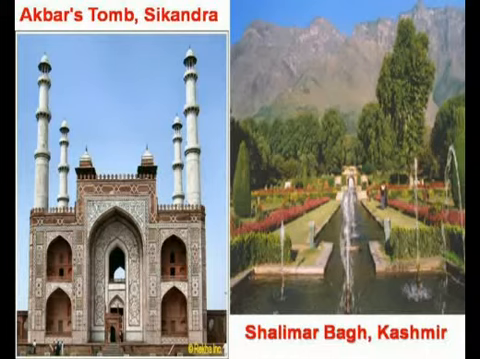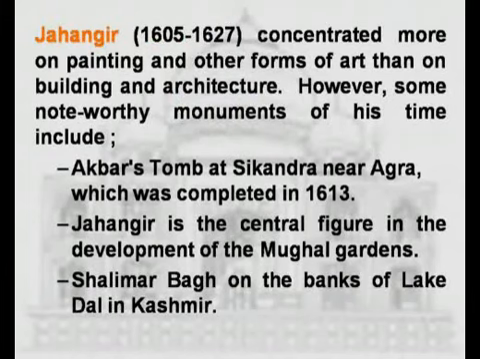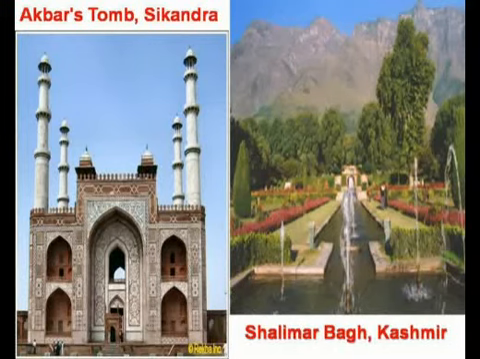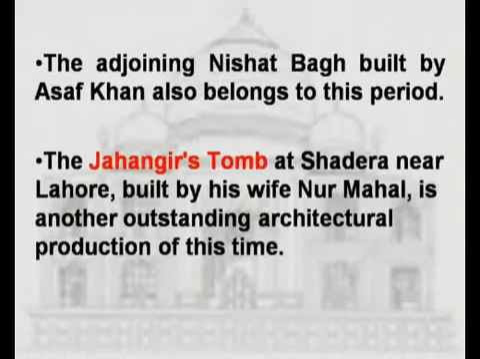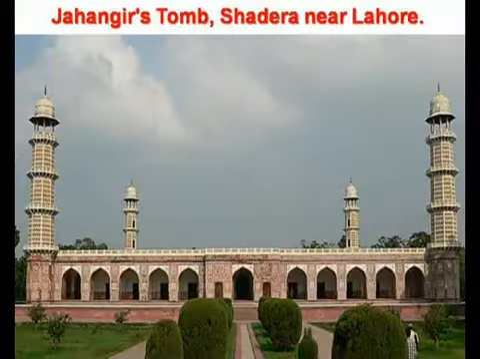Sandstone compositions of Akbar were adapted by his successors into opulent marble masterpieces. Jahangir is the central figure in the development of Mughal gardens like the Shalimar Bagh near the Lake Dal in Kashmir. The adjoining Nishat Bagh was built by Asaf Khan. Jahangir's tomb at Shahadra near Lahore, built by his wife Noor Mahal, is another outstanding architectural production of his time.